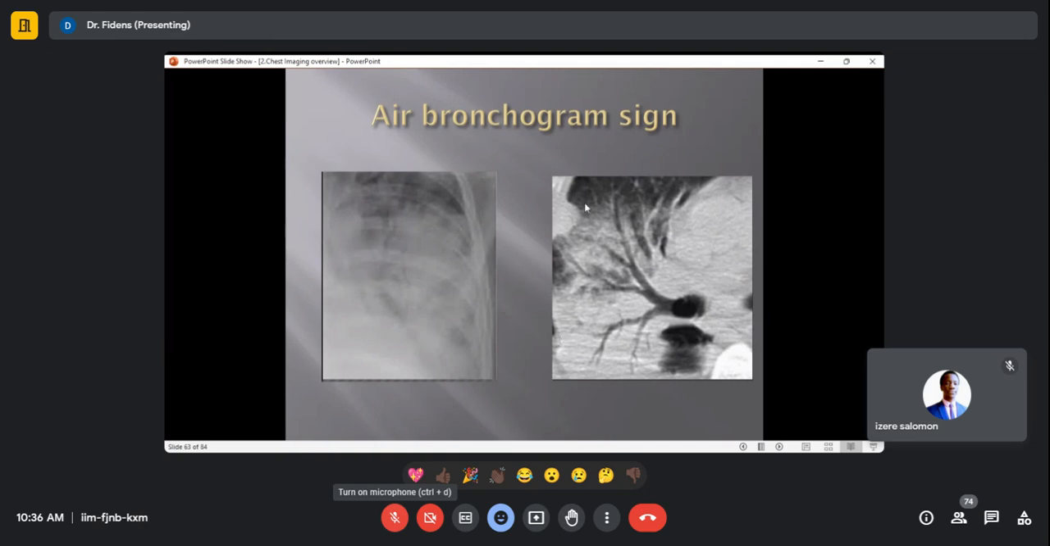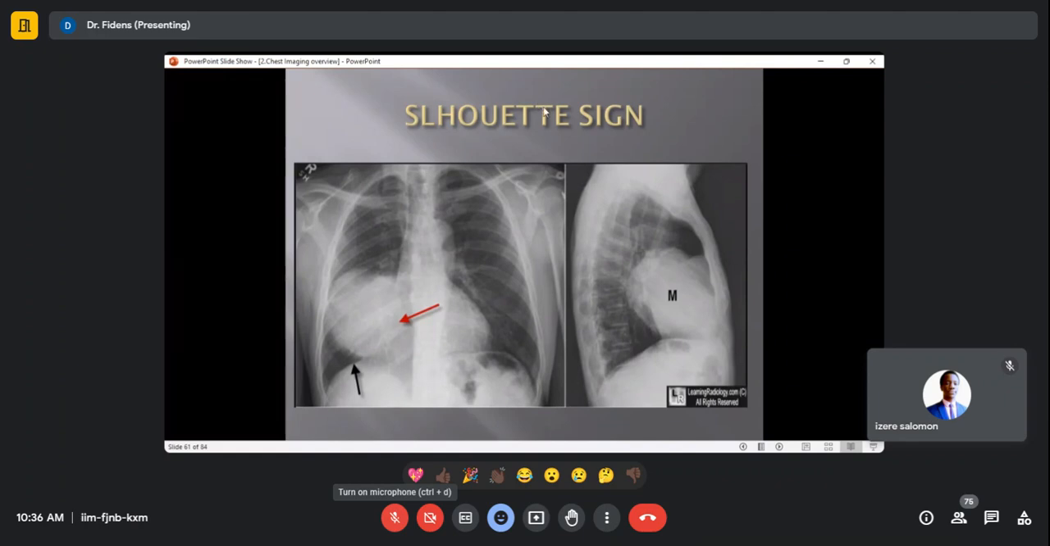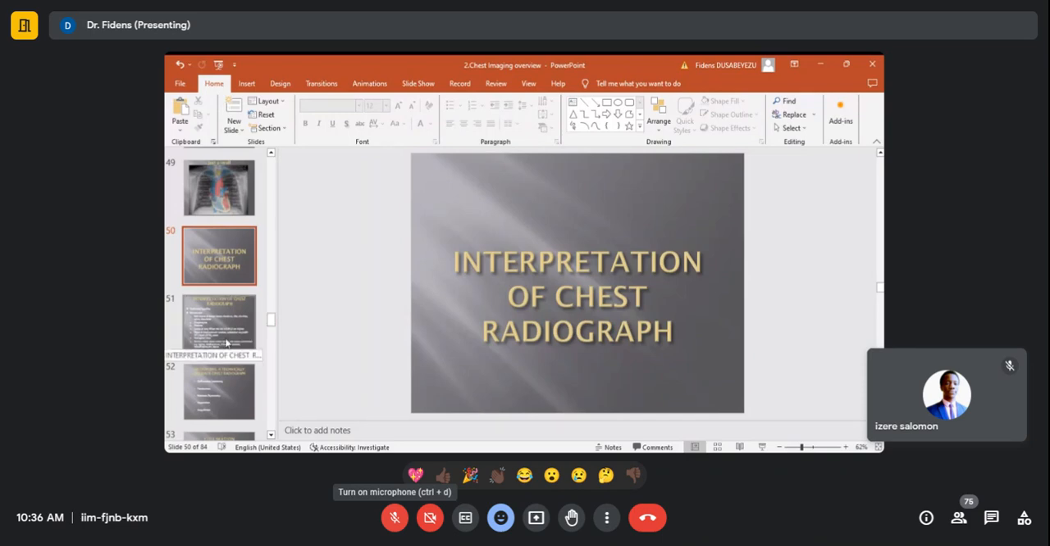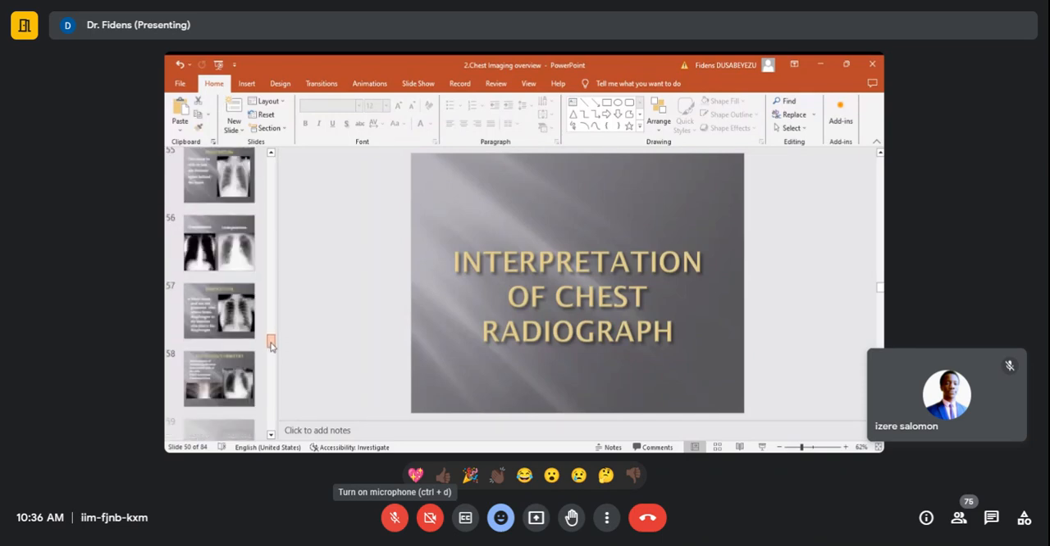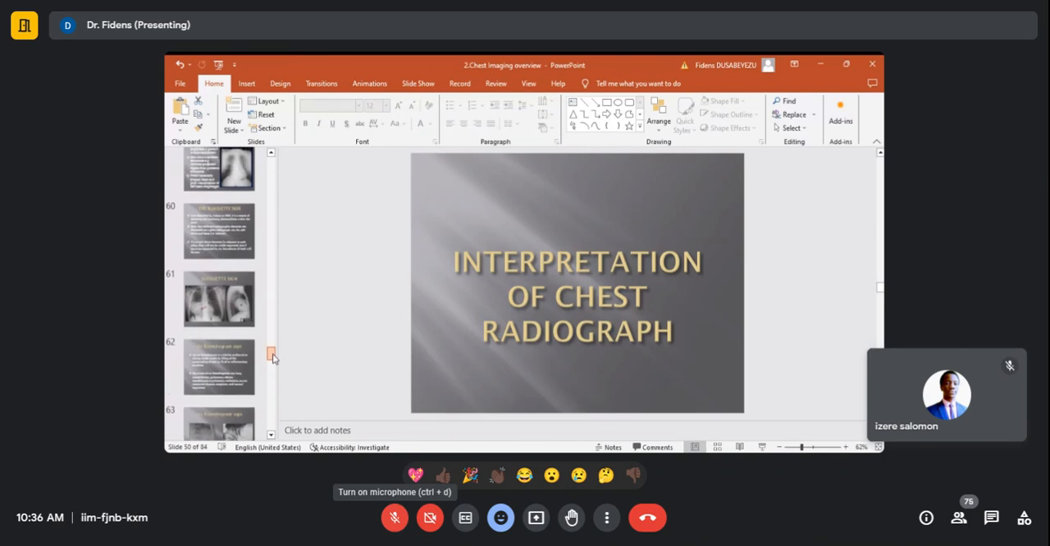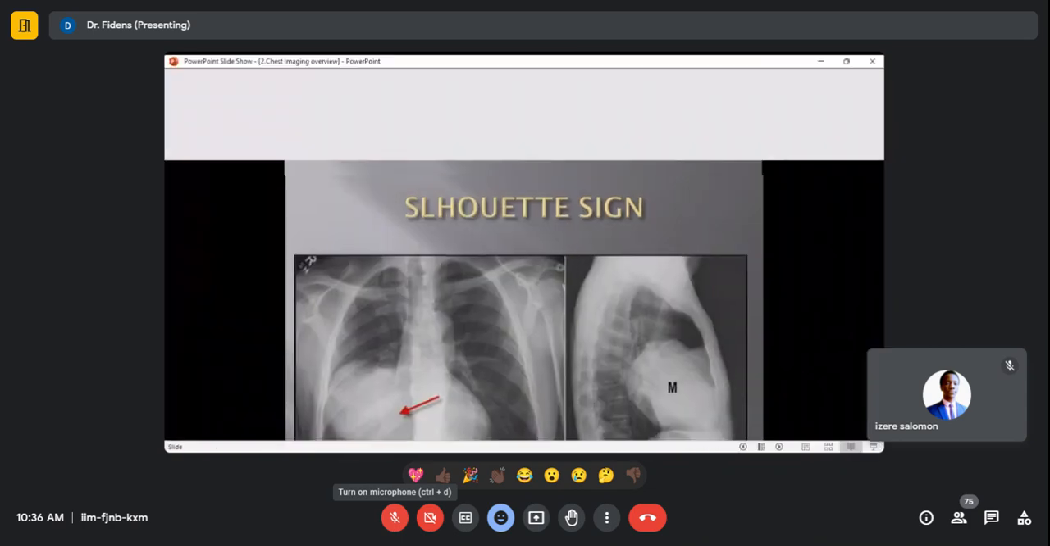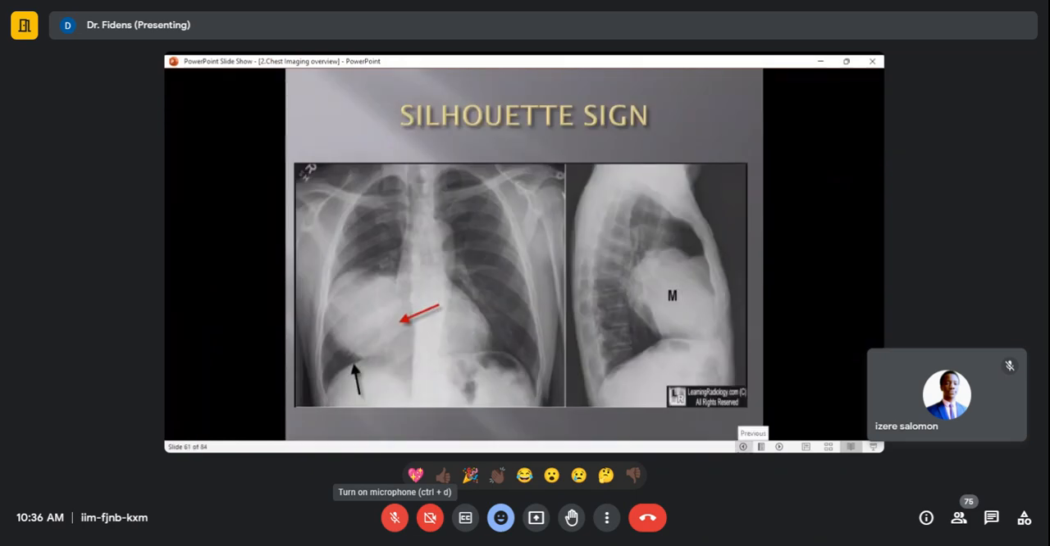Any questions? Sometimes there is something I forgot to tell you. For the silhouette sign, there's something I forgot to tell you. You can sometimes recognize an opacity by the silhouette sign only.